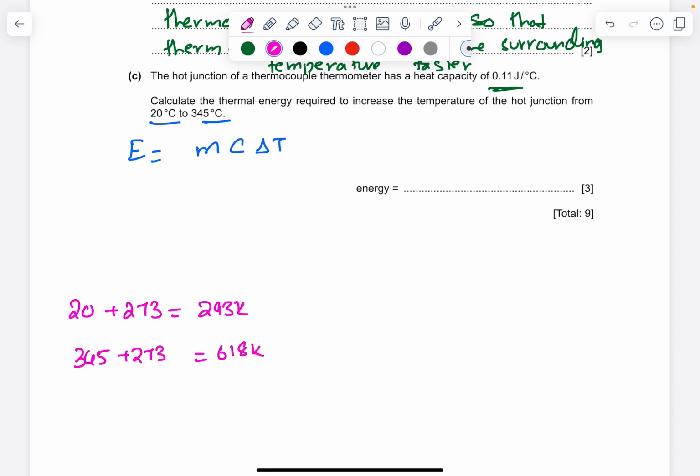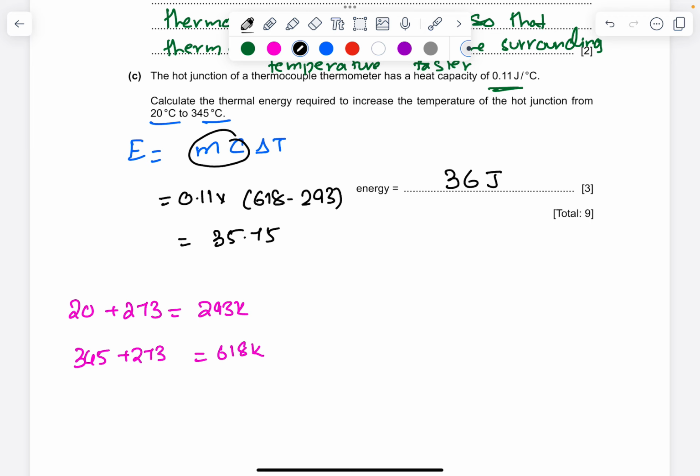So now the heat capacity has been given as 0.11 times delta T, which is nothing but 618 minus 293, which is going to be 35.75. So write it as 36. And this is energy, so don't forget to write the units as joules.